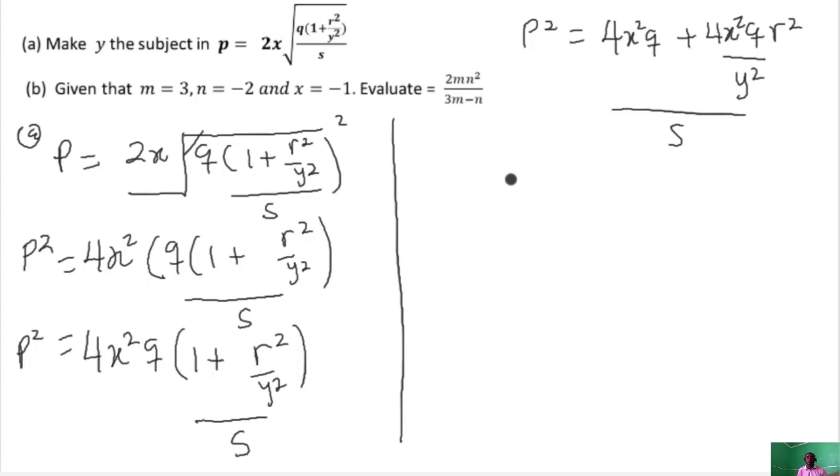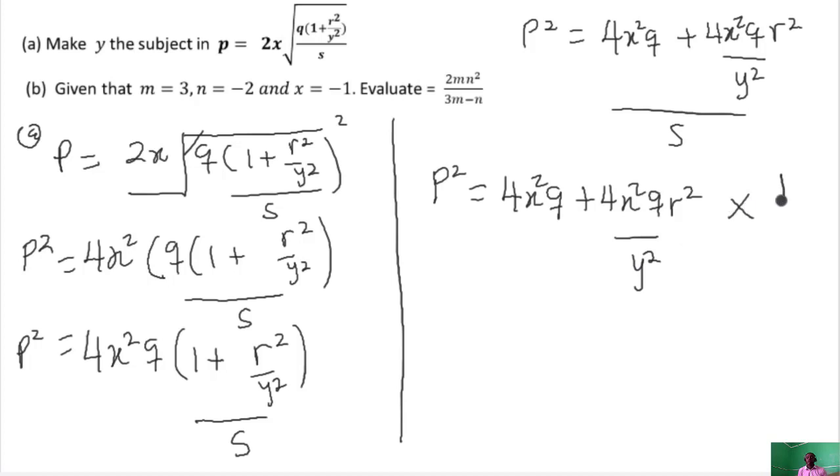So we will get p square is equal to 4s square q plus 4s square q r square over y square, times 1 over x. So all of it times 1 over s.